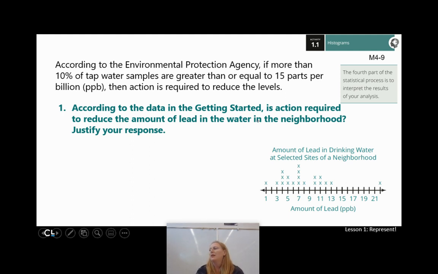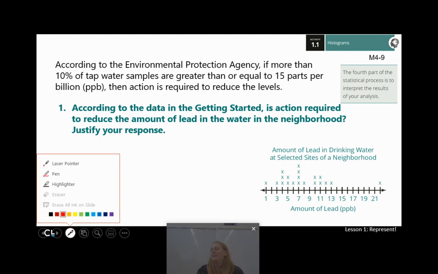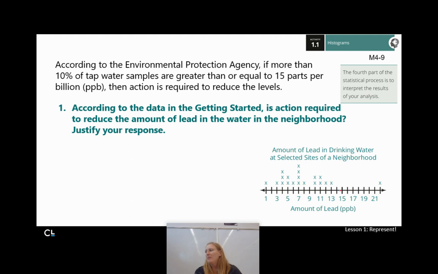So I'm taking a look here, and I'm noticing here's 15, but I've only got one little sample that's over that 15 parts per billion. So I don't know what's going on in that sample. Maybe it got contaminated. It could happen. But that's only one out of what? 1, 2, 3, 4, 5, 6, 7, 8, 9, 10, 11, 12, 13, 14, 15, 16, 17, 18, 19, 20. That's only 1 out of 20 samples.